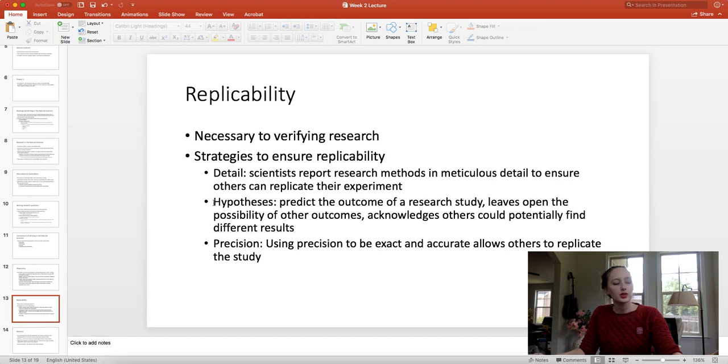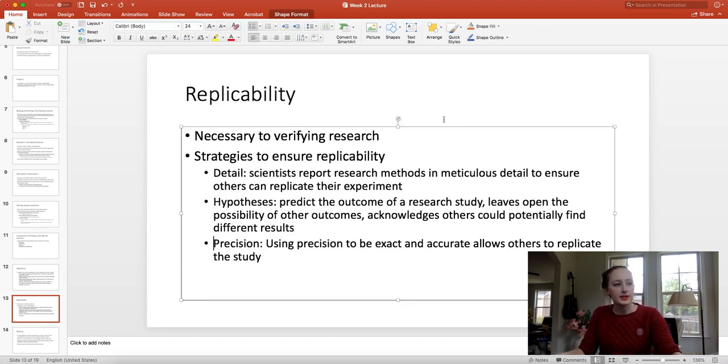Another way to ensure replicability is to formulate a hypothesis to predict the outcome of a study. And the point of a hypothesis is that it leaves open the possibility of other outcomes. It acknowledges that another researcher could potentially find different results. And that's why a hypothesis is different from a thesis. A thesis, the research has been done, they're positing an interpretation. You will see that in the humanities.